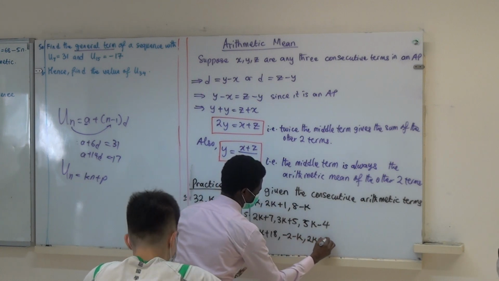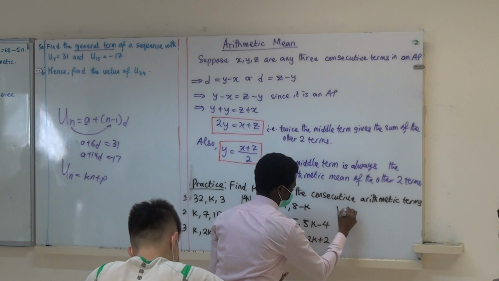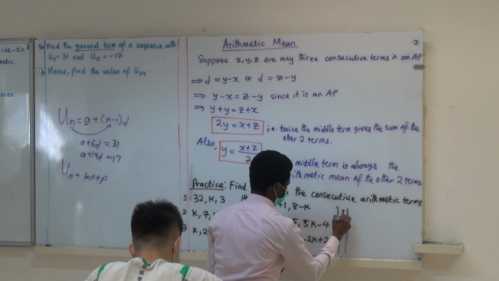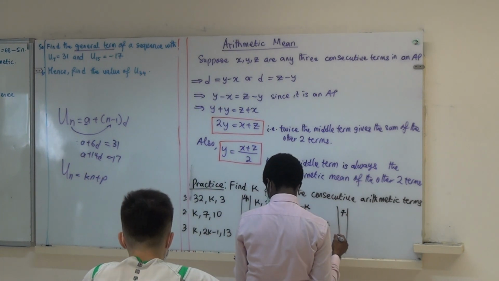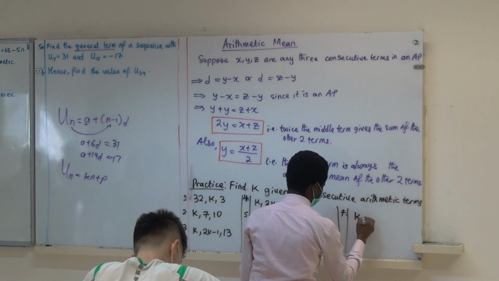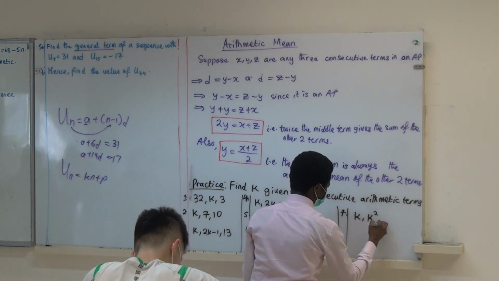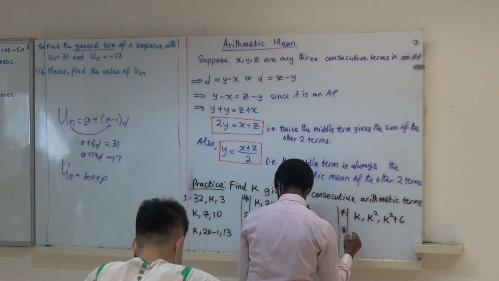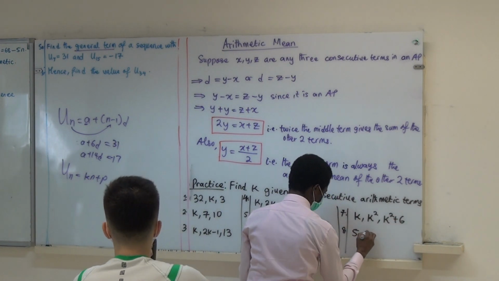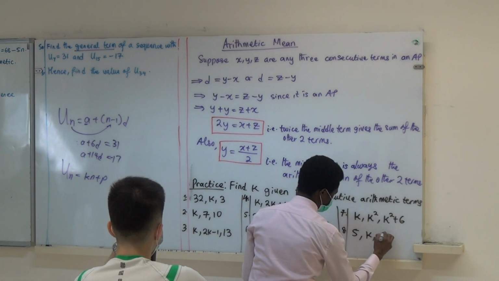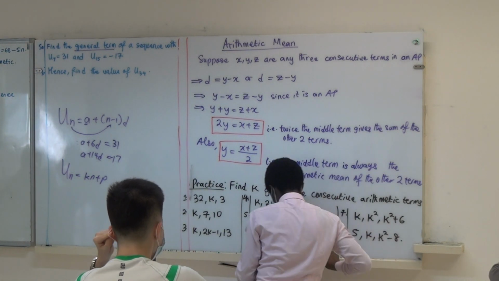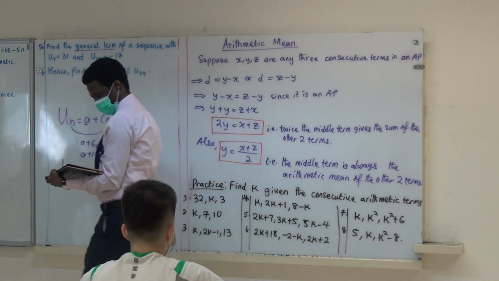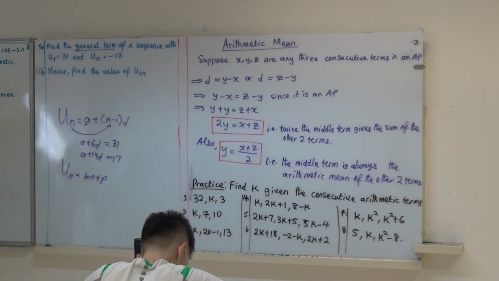When you start a problem, please always double check the question you are solving, because some of you sometimes make that mistake of writing something else and solving the wrong question. And the last one on this question is 5K squared minus 8. So there are 8 questions in number 8 of this activity. So this is all the questions I have in number 8.